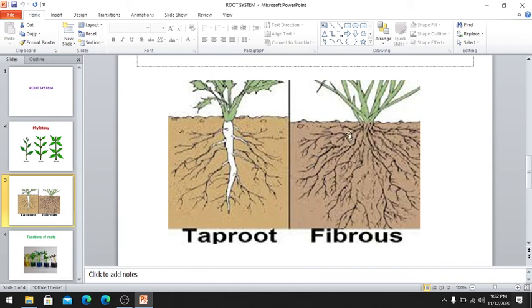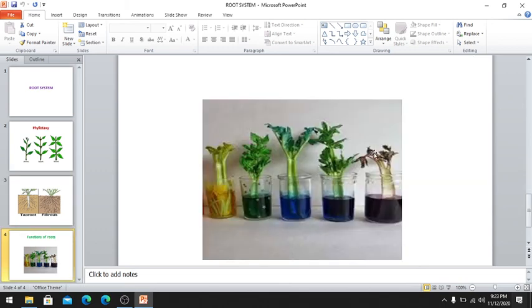And the types of root system you learned, taproot and fibrous root. Taproot has a main root and alternate roots. And fibrous roots, a clump of roots arise from the same place. And you also learned the functions of roots, and we also did an experiment to prove how the roots are helping to conduct the water from roots to the different parts of the plant.